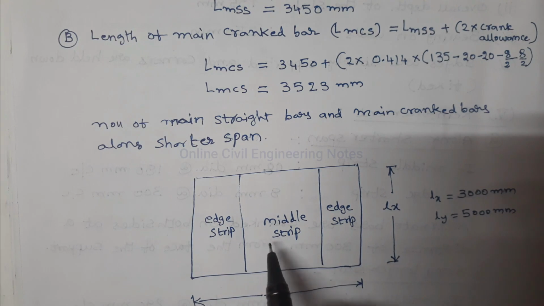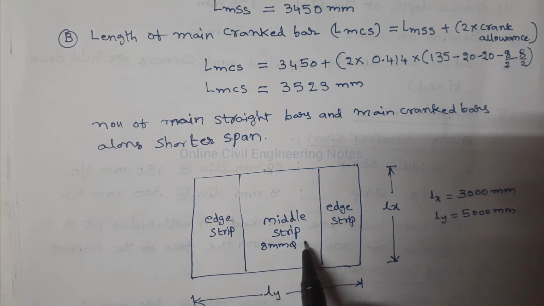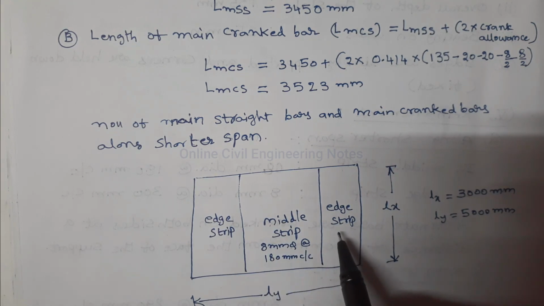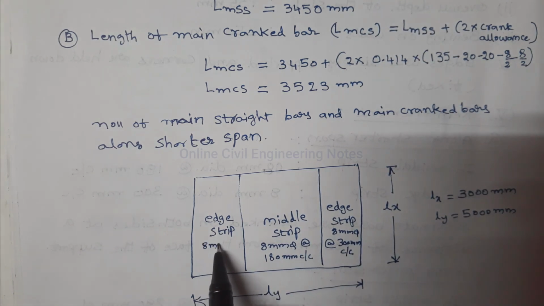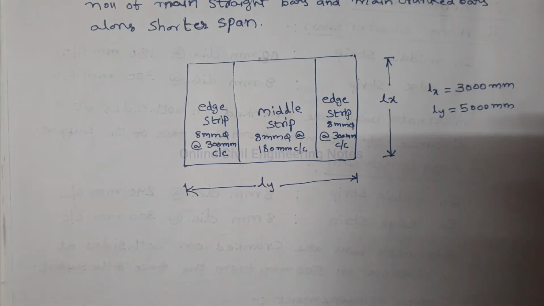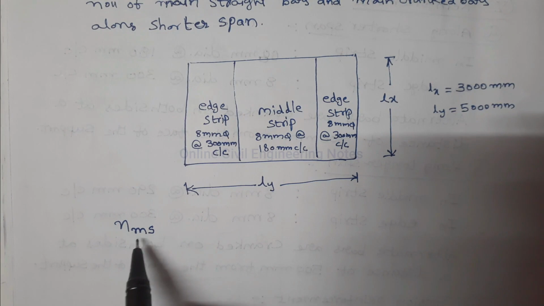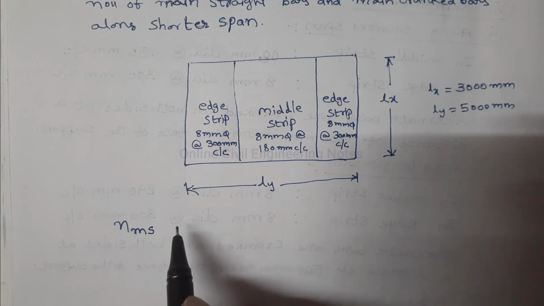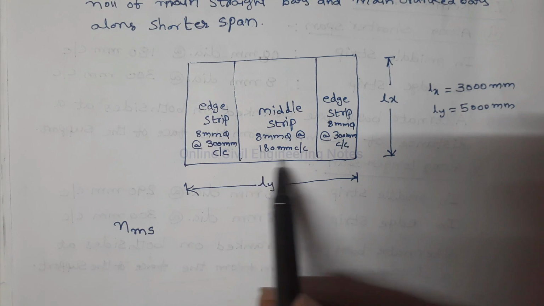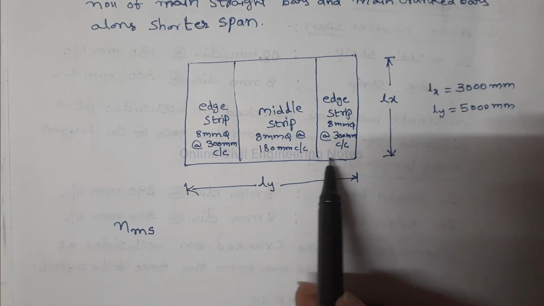On both sides of middle strip, there are edge strips. In the middle strip, the diameter and spacing provided is 8 mm dia at the rate of 180 mm center to center. In the edge strip, 8 mm dia at the rate of 300 mm center to center on either side. Let's assume Ms is the number of main bars along shorter span. It includes the main straight bars and main cranked bars. How many bars are required in the middle strip as well as in the edge strips?